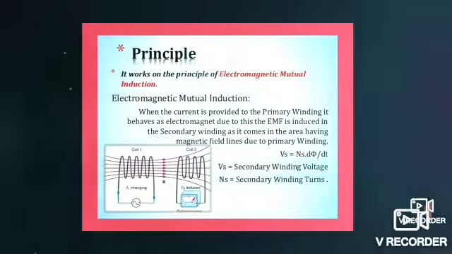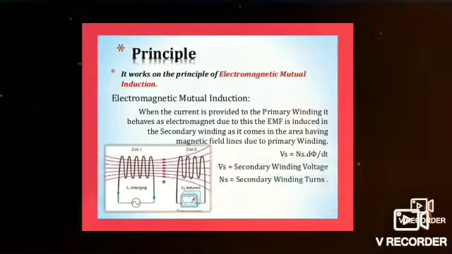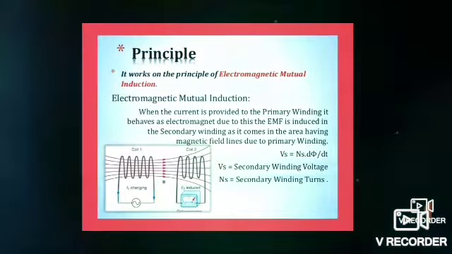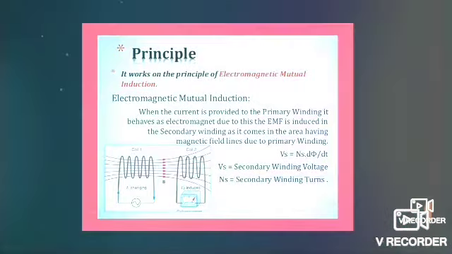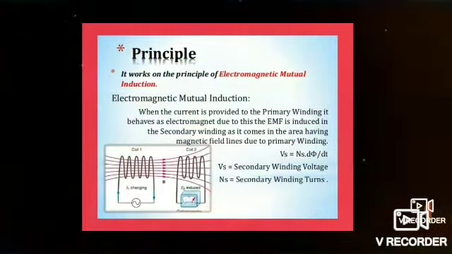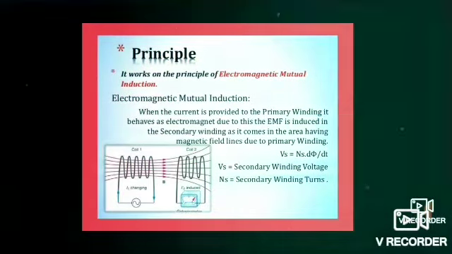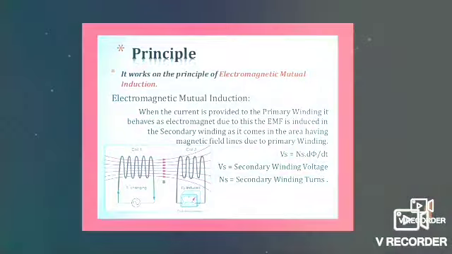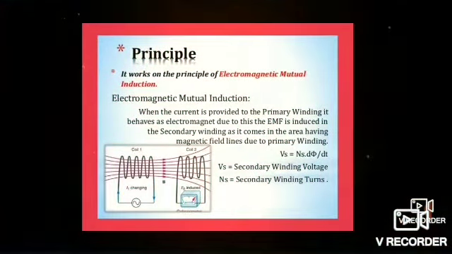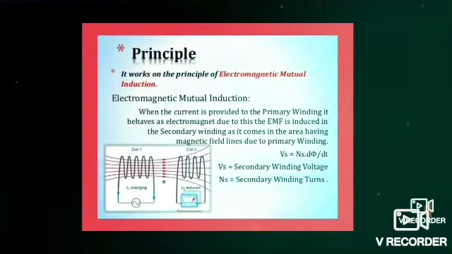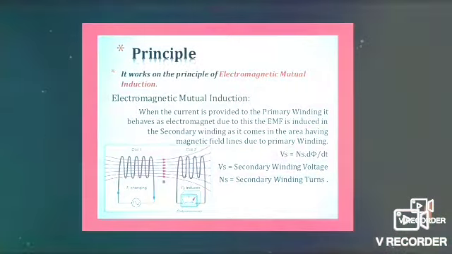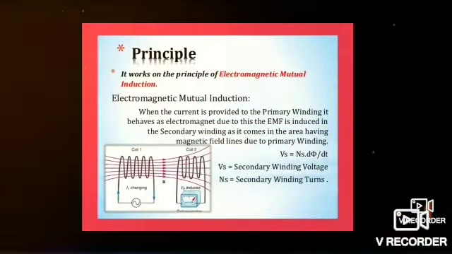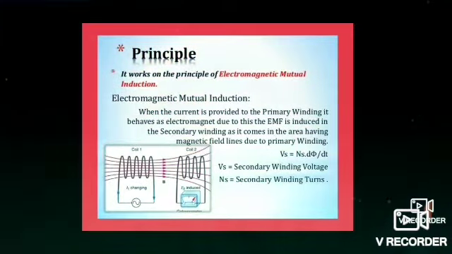Now we will see about the principle. It works on the principle of electromagnetic mutual inductance. What is electromagnetic mutual inductance? See the diagram. There are two coils. Coil 1 is the primary coil and coil 2 is the secondary coil. In coil 1 the current I1 is changing, and the pink color line denotes the magnetic flux, and Eg is the induced EMF in the secondary winding, that is also denoted as E2.